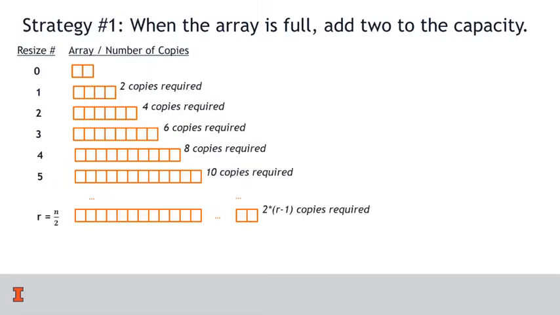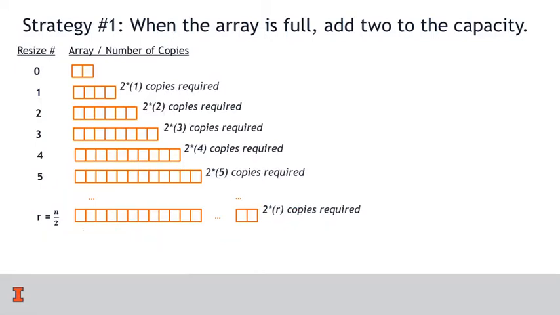So you'll see that we denote the number of copies we have to make at each level until the last level when r is equal to n over 2. So we know that this is going to be n pieces of data, and we're going to have a round of resizing every other piece of data. So n over 2 pieces of data, which we're going to call r, is going to require 2 to the r minus 1 copies.